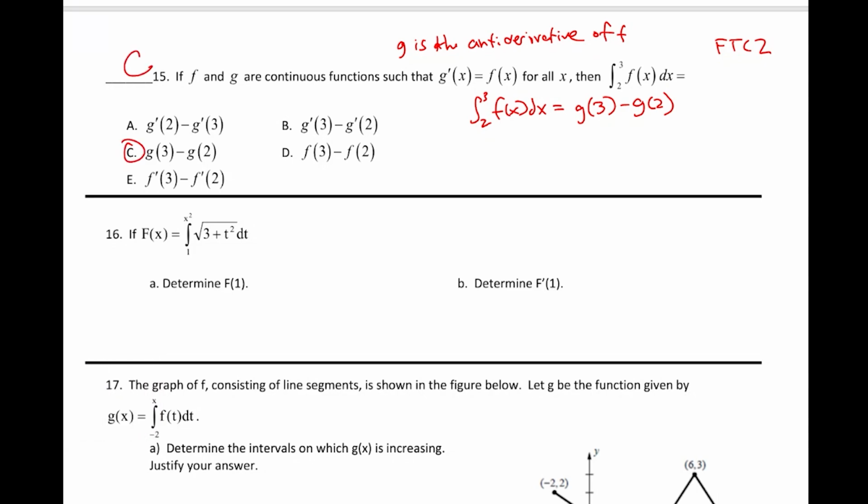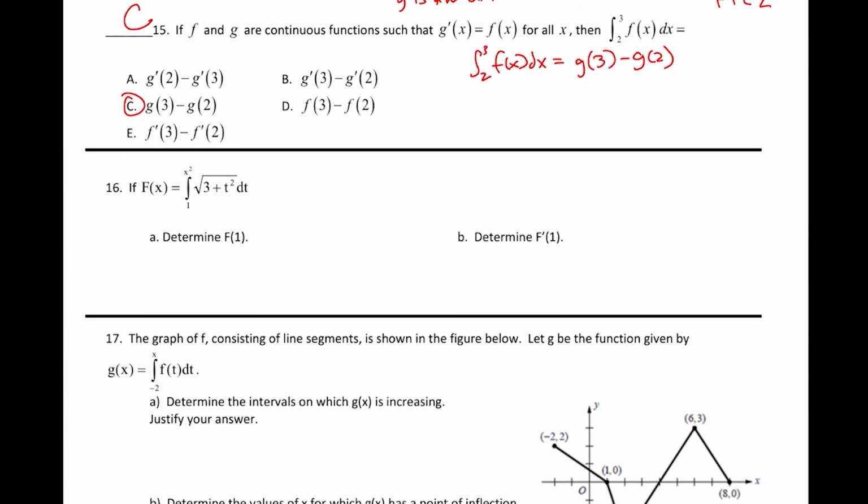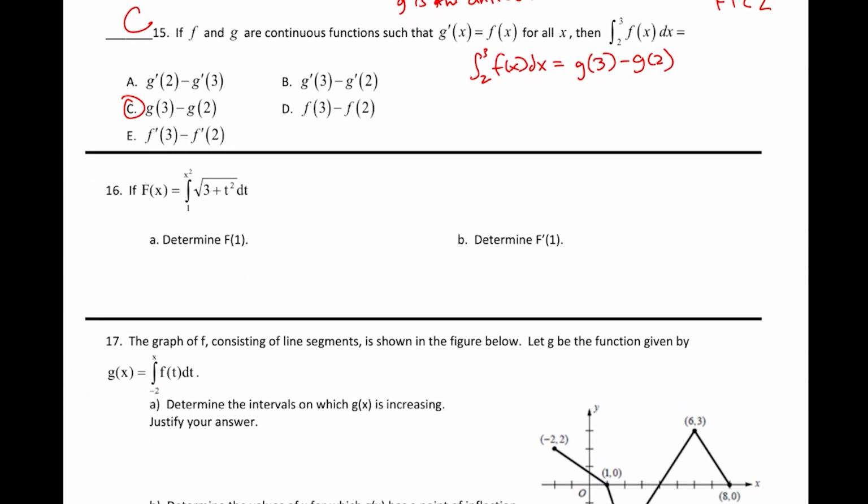Number 16 says, if capital F of x equals this integral, first determine F of 1. So we're going to replace x with 1, which will be the integral from 1 to 1 squared, which is just 1. Okay, so the integral from 1 to 1, we know what's going to happen before we even finish writing this. Anytime you're finding a definite integral and both boundaries are the same, there will be 0 area in between two partitions that are identical. So this is just going to equal 0.